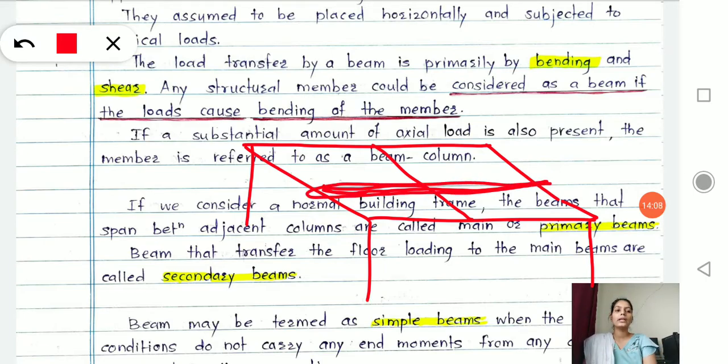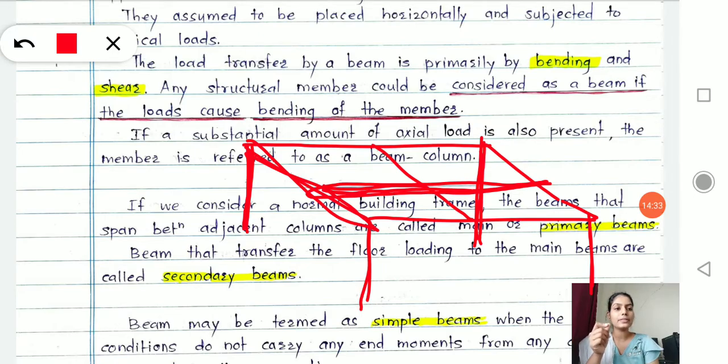Okay, so you have a structure like this. You also have a column here. Now you have a structure like this. In this frame structure, you can see the columns at the four edges. You have columns, right? Now what are these horizontal members? These horizontal members are called beams, correct?